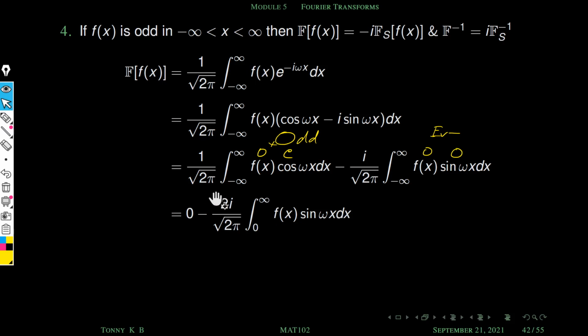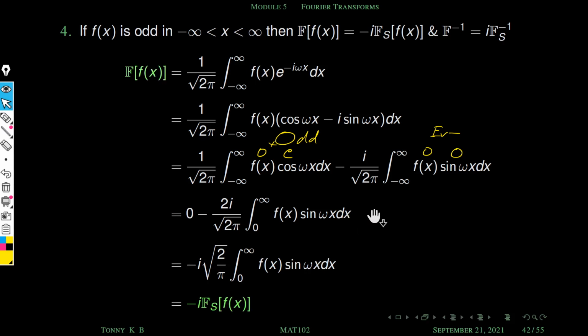And you can cancel this one root 2. So upon simplification, we get minus i into square root of 2 by pi, integral 0 to infinity f of x sin omega x dx. And what about this portion after i? This portion is nothing but our Fourier sine transform. That's why this is equal to minus i into Fs of f of x.